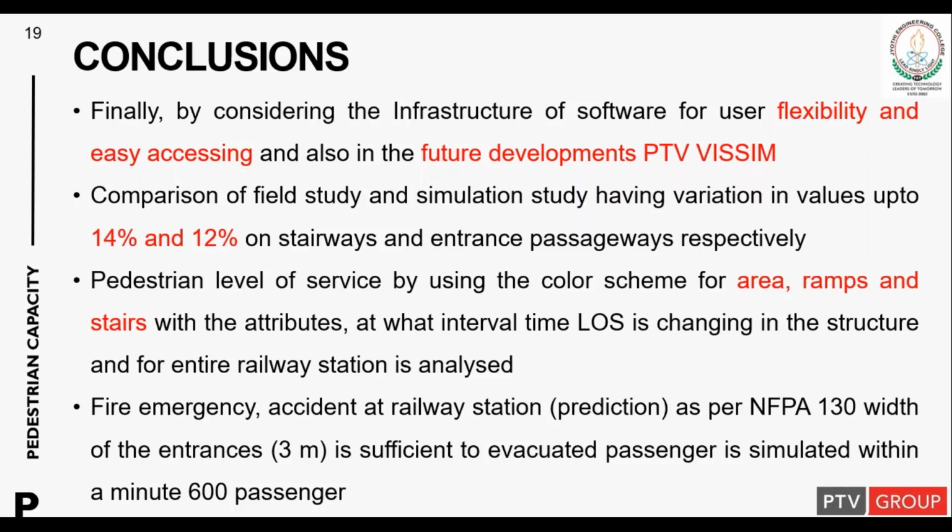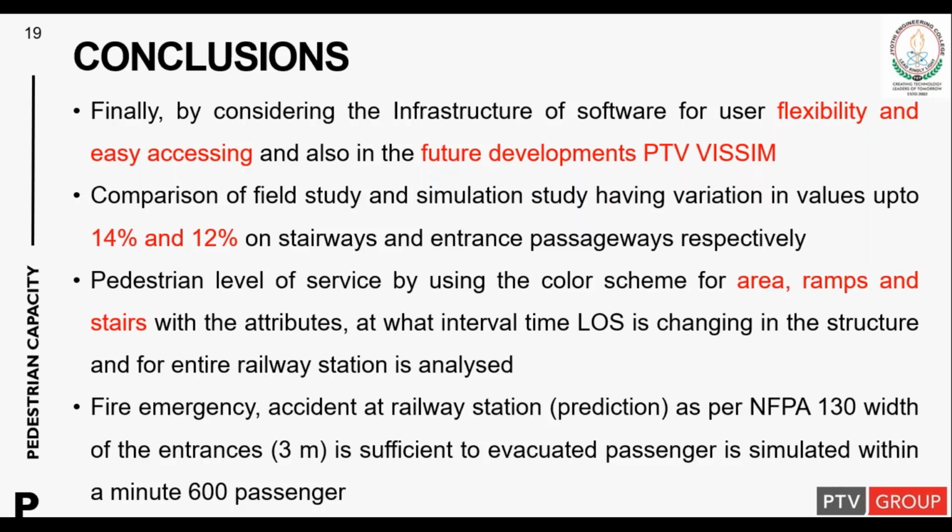Why I'm getting these value variations is because I'm using PTV Vissim. PTV Viswalk has more realistic pedestrian walking behavior. If I have a chance, I will go for PTV Viswalk, and the error can also be reduced. And then, based on the pedestrian level of service, by using the color scheme for the area, the ramp and the stairways with the attributes, at regular intervals of time the pedestrian level of service is changing, and the structures of the entire railway station can be analyzed easily.